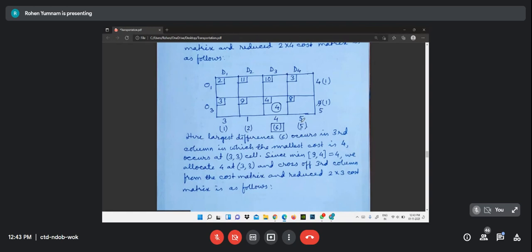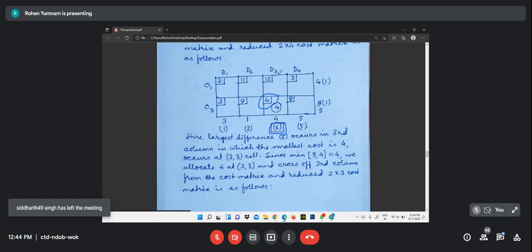Now we have this. Then again we take the difference. This 2 and 3, it is 1. 3 and 4, it is 1. 2 and 3, 1. 9 and 11, 2. 4 and 10, 6. 8 and 3, 5. Greatest is here. Then you have to allocate in this column. And minimum is 4. 10 and 4, 4 is minimum. Then you have to allocate here. We allocate here 4.